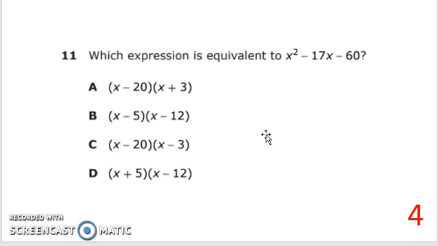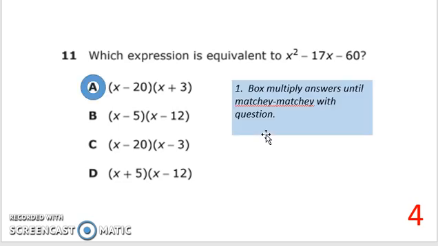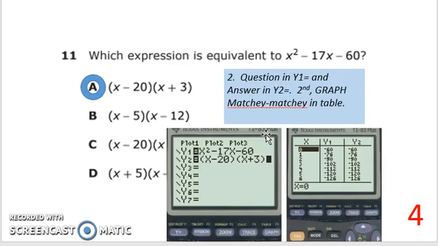Okay. On this one, another word is equivalent. What you could do is box multiplication, take the answers and do a length times width type problem with box multiplication. You can put the question in Y1 and go through individually with the answers and put that in Y2 and play matchy-matchy in the table.